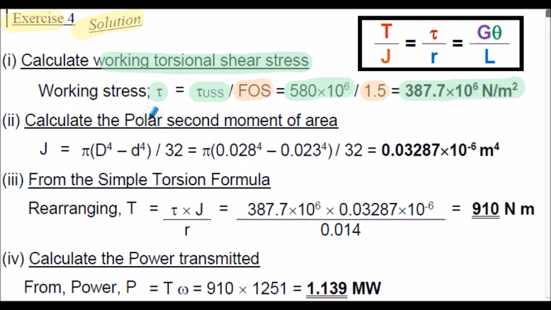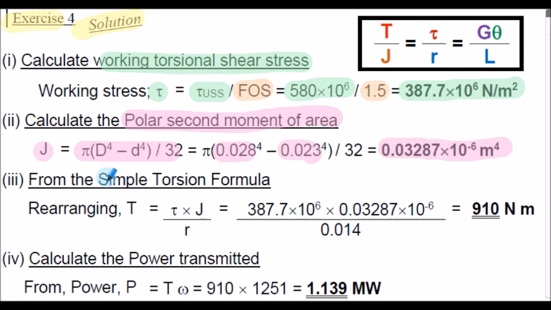We can calculate next the polar second moment of area, the J value for a hollow section shaft shown here. Inserting the values for the outside diameter and inside diameter, we evaluate the polar second moment of area to be 0.03287 times 10 to the negative 6 meters to the 4.